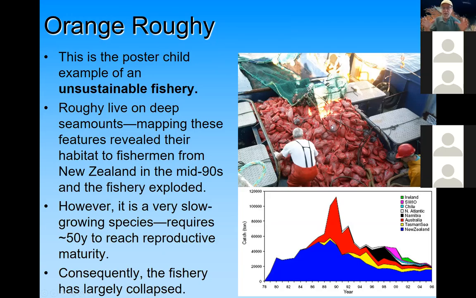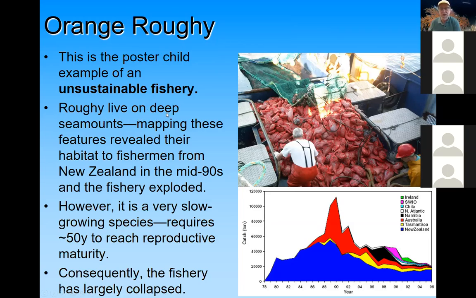These are large, deep-bodied fish. They're red in color. They have a sort of funny upturned mouth here. And these are fish that occur in relatively deep water, 500, 600, 700 meters water depth. And these roughy live on deep seamounts.